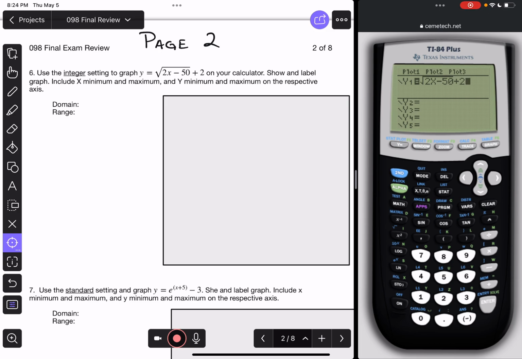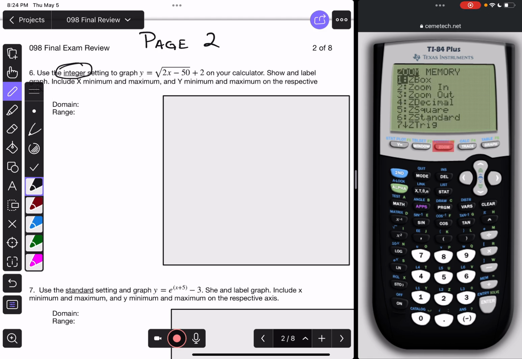And I'll go to, like they say in the problem, zoom integer. I'm going to zoom and scroll down till I see an integer, and I'll choose zoom integer. Well, it doesn't look like I got anything. So what I'm going to do now is zoom out. Since I can't see my graph, and we'll explain why in a little bit, I'm going to assume I'm just in too close. So I'll zoom out.